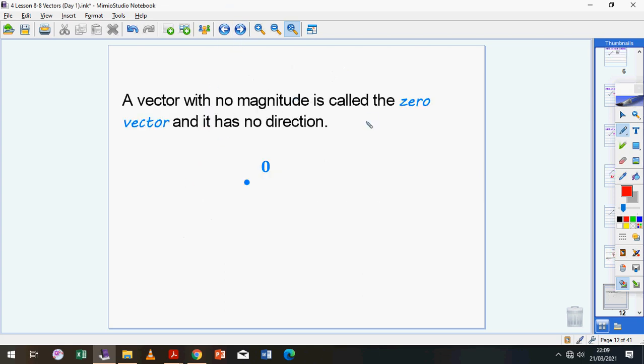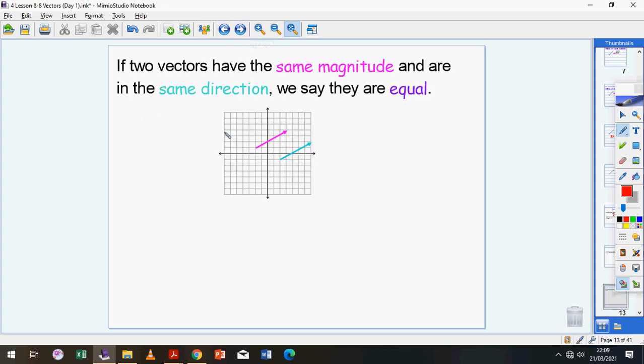A vector with no magnitude is called a zero vector, and therefore has no direction. No magnitude, no direction. If two vectors have the same magnitude and are in the same direction, they are equal. So that helps explain what I was writing here, that BA is not equal to AB because they're not in the same direction. This one goes from B to A, this one goes from A to B, not the same direction.